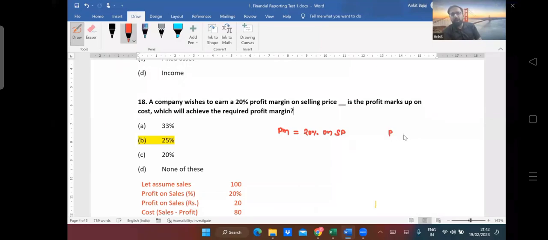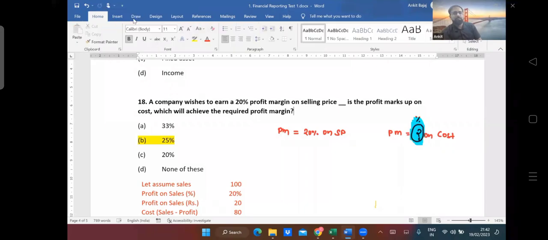You have to find out the profit markup on cost. If the company wants to charge a profit margin that is 20% on sales, how much profit will the company be earning on cost? We have to find out the percentage of profit on cost. The 20% profit margin is on sales, so how much profit will the company earn on cost? That we have to find out.